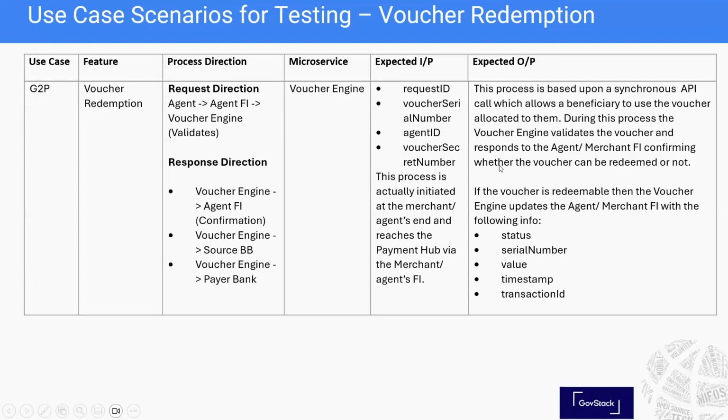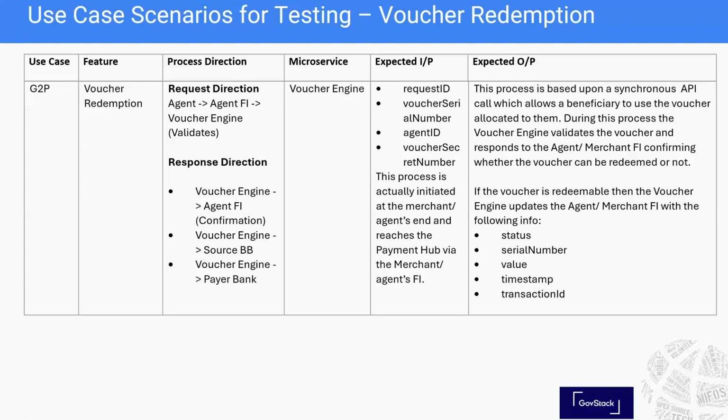So one thing important to note over here is that the previous calls that we have been talking about are mostly asynchronous API calls. However, in the case of voucher redemption, this is a synchronous API call, which goes directly to the voucher engine. The voucher engine responds directly to the payer FSP via the connector. And why is this done?